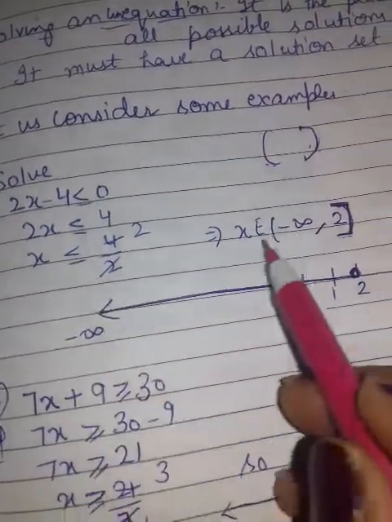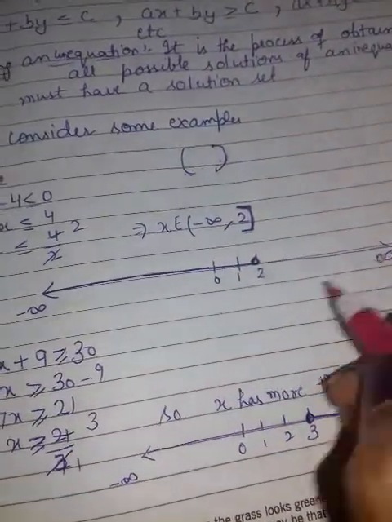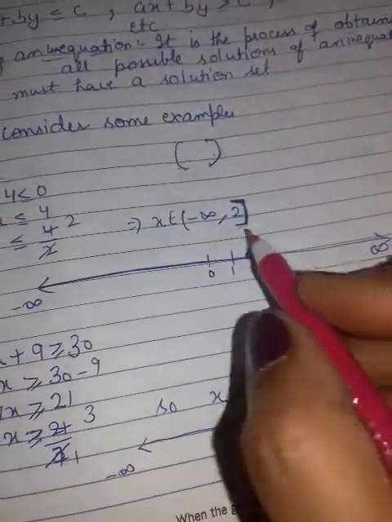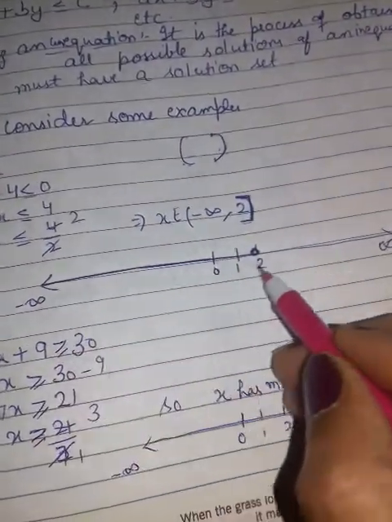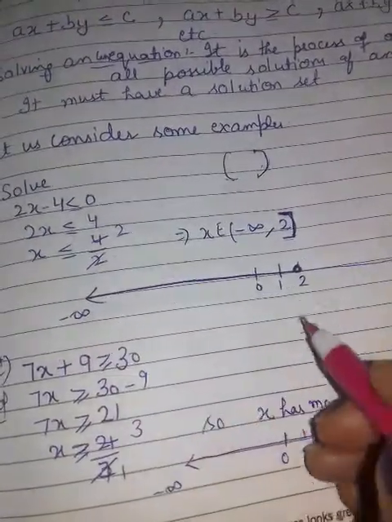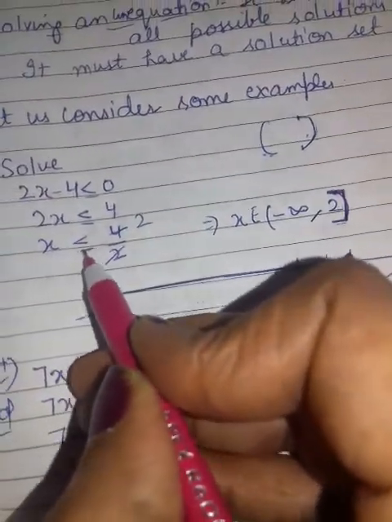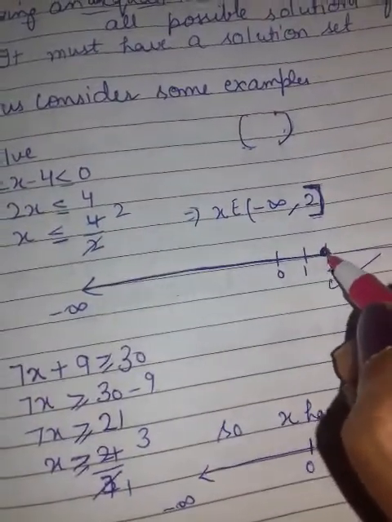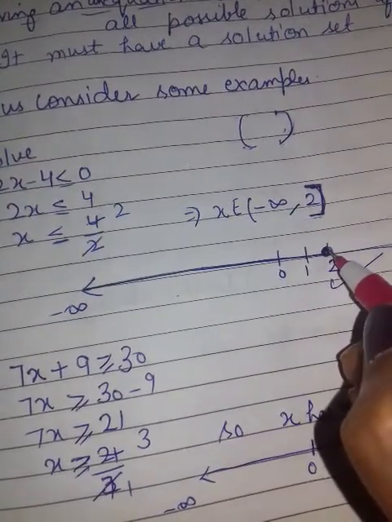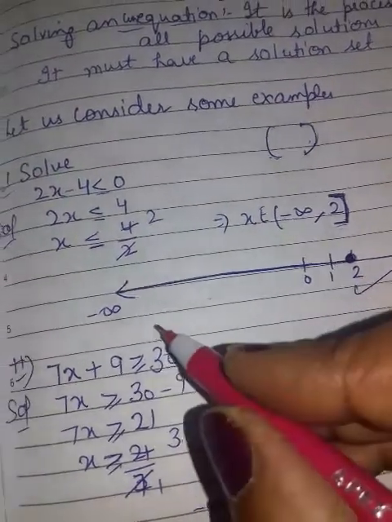Now how will you show it on a graph? This is your number line, from minus infinity to infinity, left side negative, right side positive. Then minus infinity to 2, because the value is less than 2. I hope you are getting it. And one thing more: when equality is there, you highlight that point also. Otherwise, if equality is not there, you do not highlight it; you only see that side.